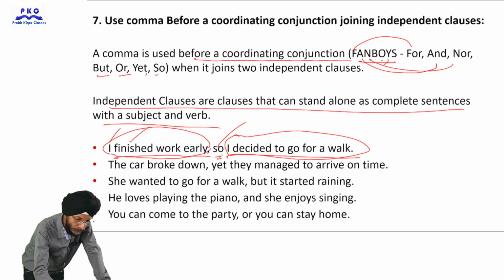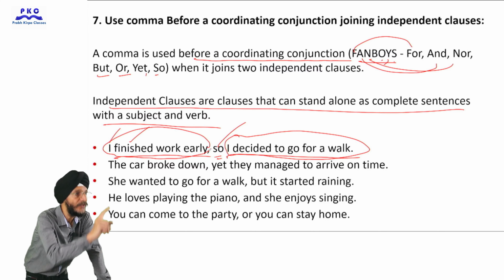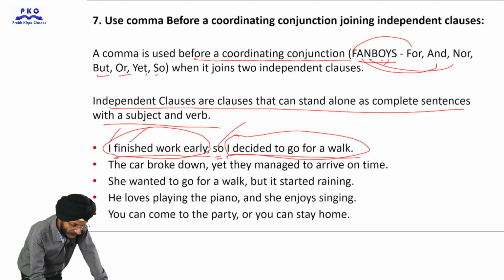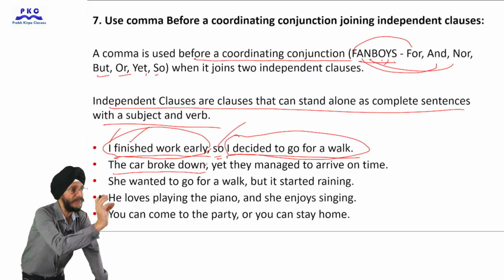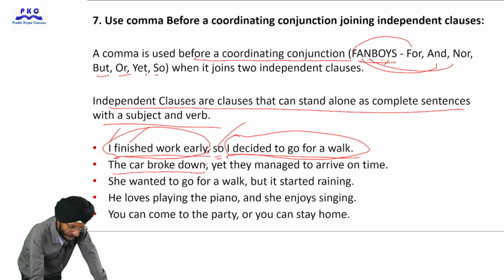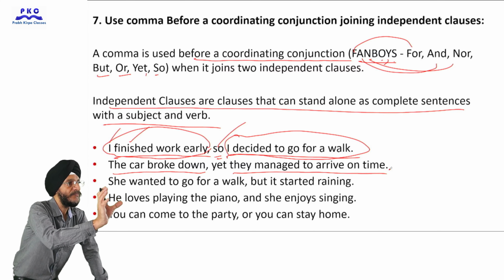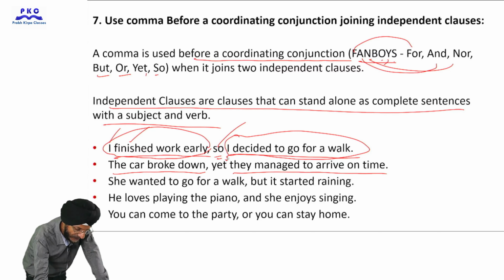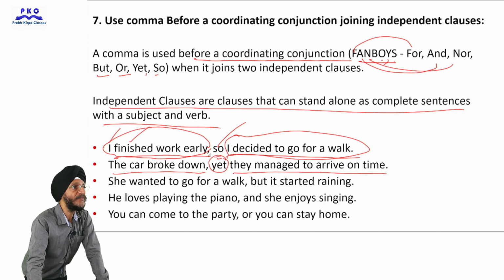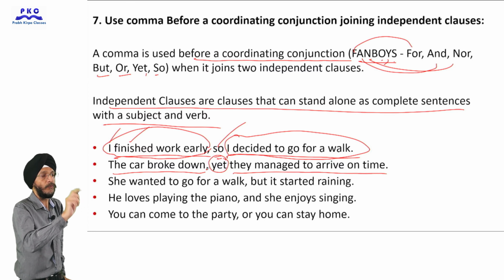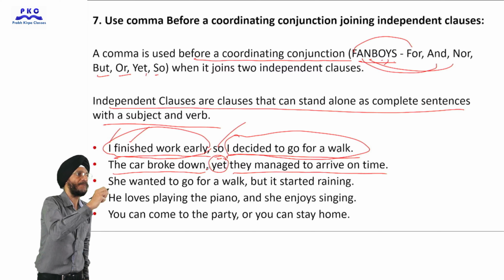So before the coordinating conjunction, we have inserted a comma. We have to use a comma. Next is, the car broke down. It is in itself an independent clause. They managed to arrive on time. It is also an independent clause. Yet they managed. Yet is a coordinating conjunction. And before yet, we have to insert a comma. We are not to ignore it.